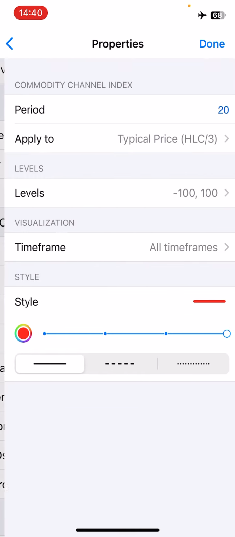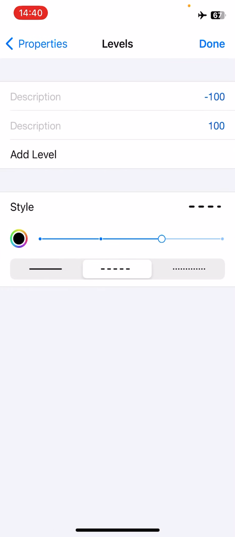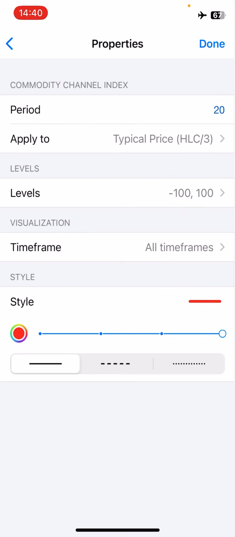Okay, then if I click it to show me the properties, we can change them, but for now we're going to keep these properties. We need the period of 20, apply to typical price, so make sure you change it to typical price, and you're going to need these two levels, -100 and 100, and then you can allow it to appear on all time frames, although we're going to have a specific time frame that we'll be using. And I chose the color red for this CCI.